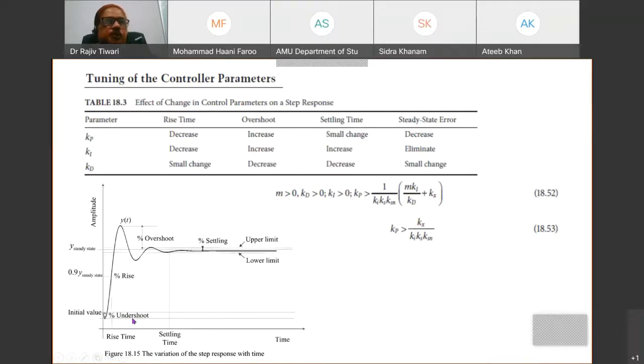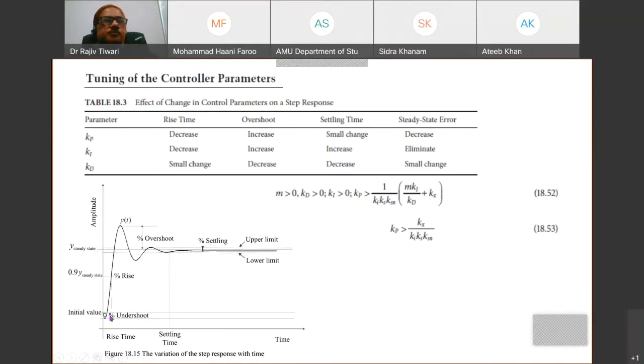So Kp, Ki, Kd will decide how much undershoot there should be, because we know that when this particular system is there, there can be a clearance between the rotor and the stator. So how much that particular undershoot will be is decided by the clearance. For different choices of Kp, Ki, Kd, this undershoot percent may be different. So this is one of the criteria.